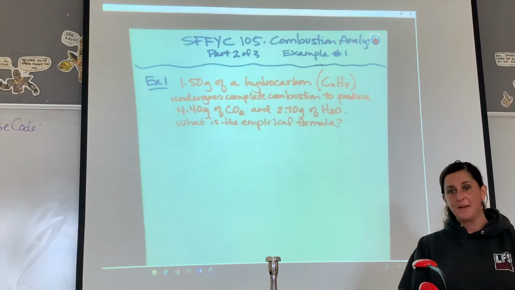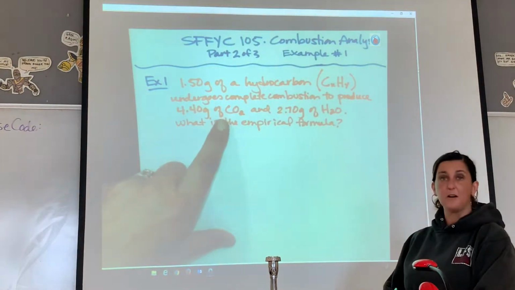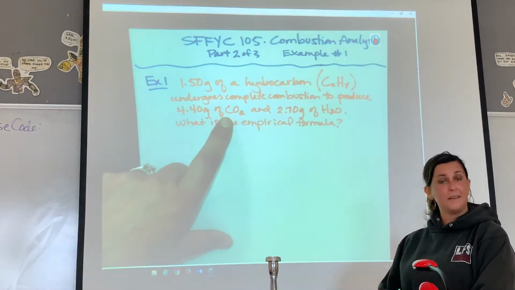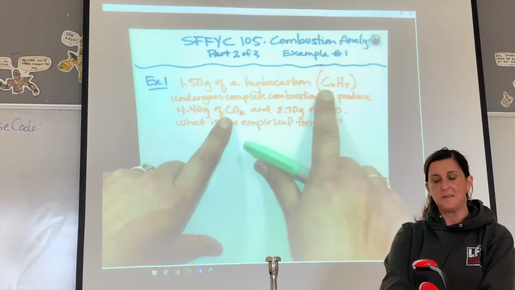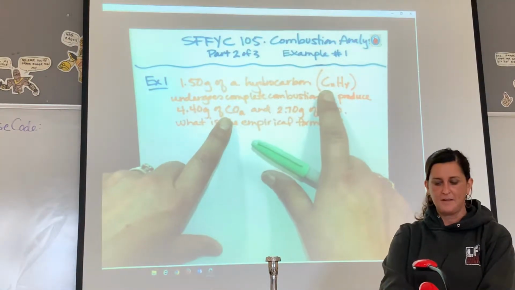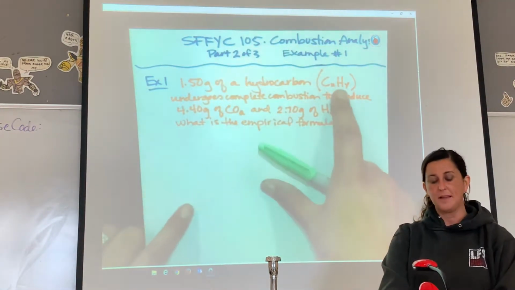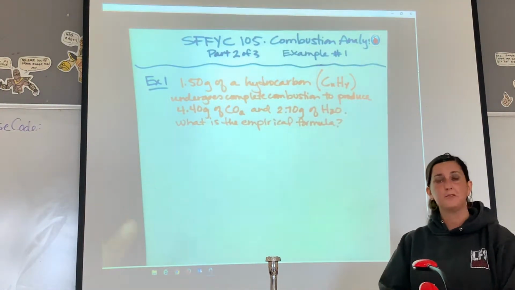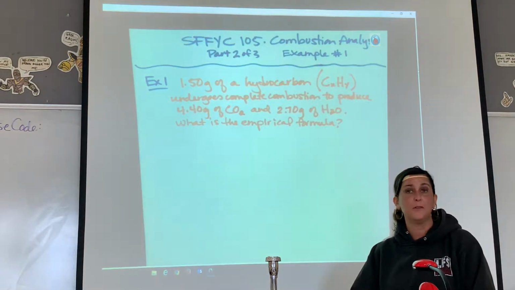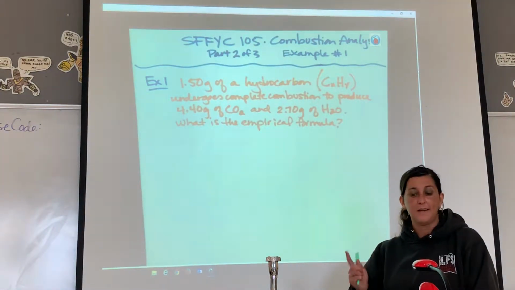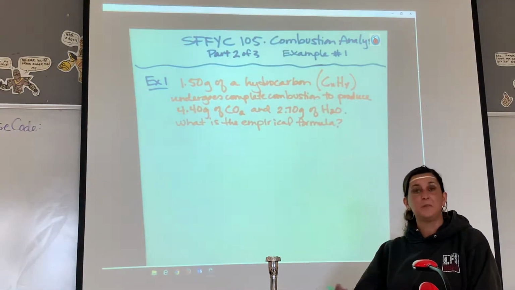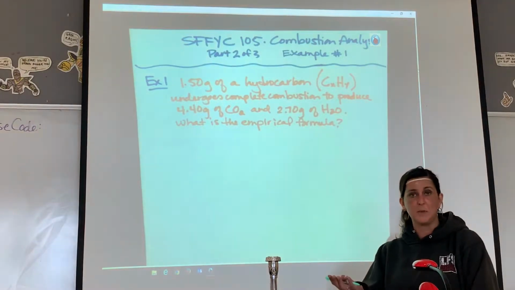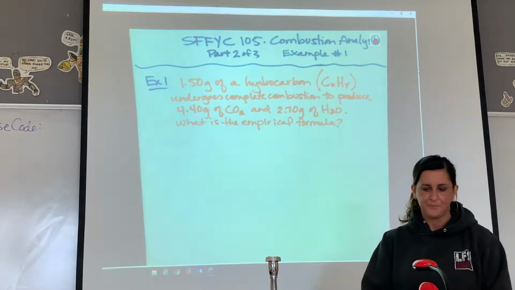So we want to keep in mind that all of this carbon in the carbon dioxide came from this carbon here, and all of the hydrogen in the water came from this hydrogen here. So we're going to do a little bit of stoichiometry to find the number of moles of each carbon and hydrogen, and then we'll divide both moles by the smallest moles, and our quotients will be our subscripts there.